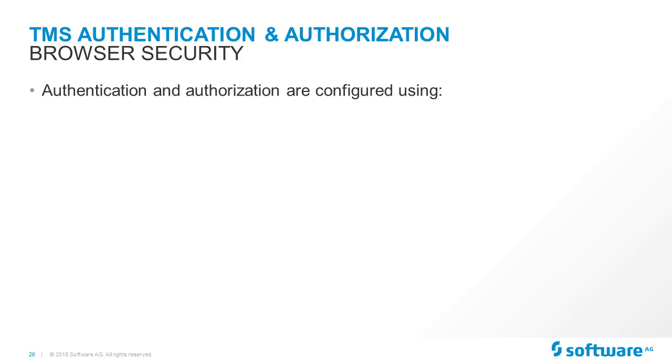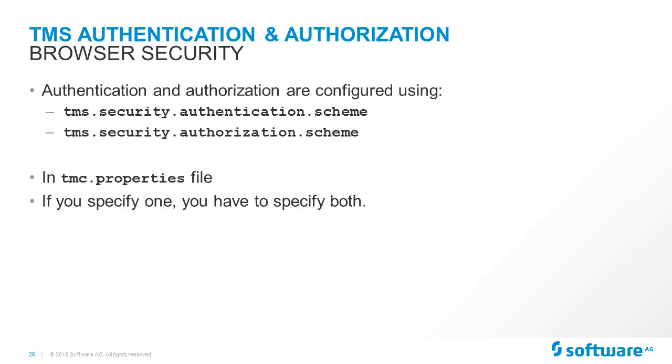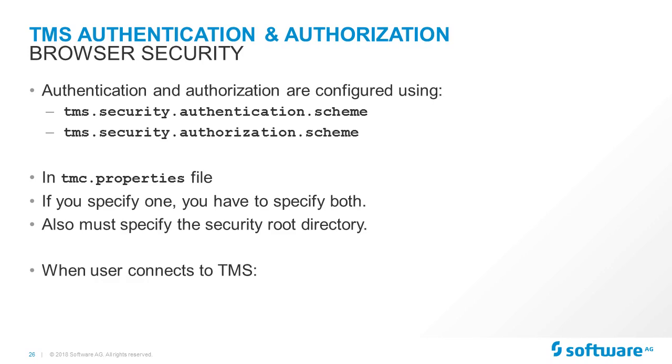Authentication and authorization are configured using two properties: TMS Security Authentication Scheme and TMS Security Authorization Scheme. You put these inside the tmc.properties file. If you specify one, you have to specify the other one as well. And you also have to specify the security root directory so that it knows where to find the corresponding files for the security configuration. When the user connects to the TMS, they're presented with a login form and they have to fill in a username and password that then is sent to the TMS for authentication.